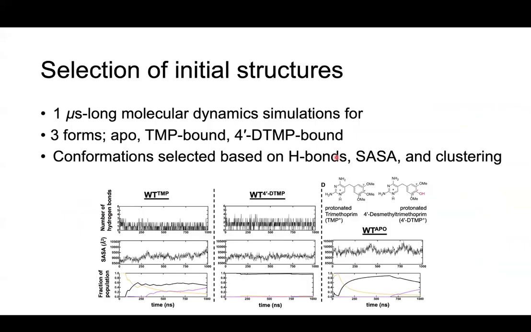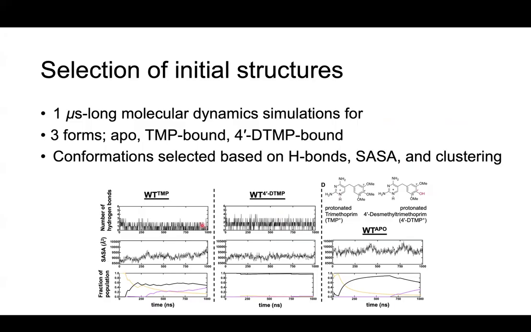So to understand how mutations affect this protein, we need several initial structures. For these initial structures, we do some molecular dynamics simulations. We perform 1 microsecond long molecular dynamics simulations for 3 forms. One of them is the apoform, the DHFR without any substrate. The other one is the TMP bound form, and the other one is the DTMP bound form.